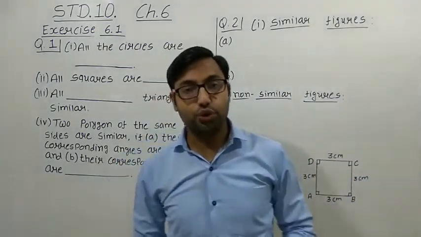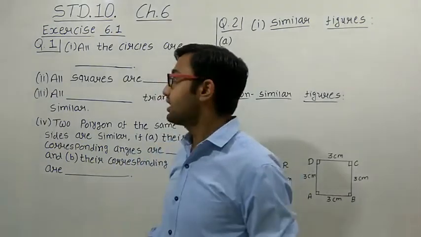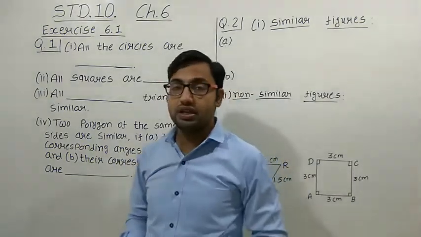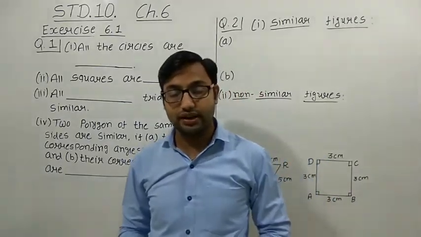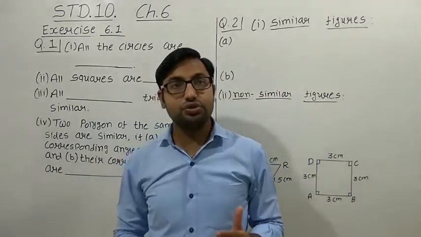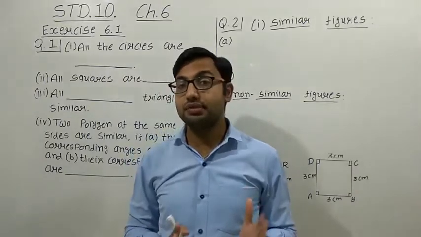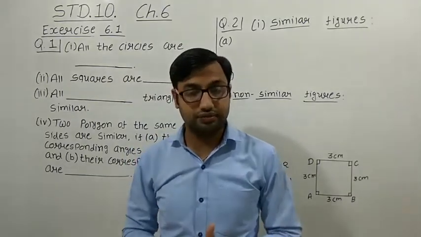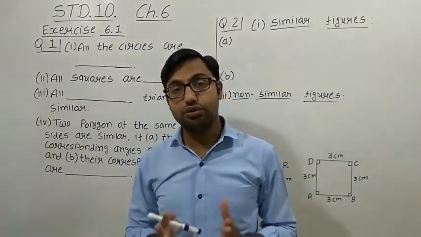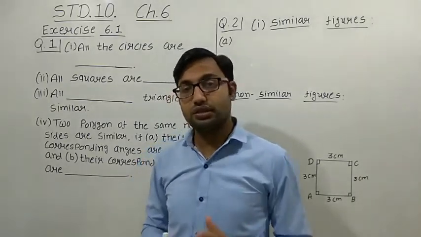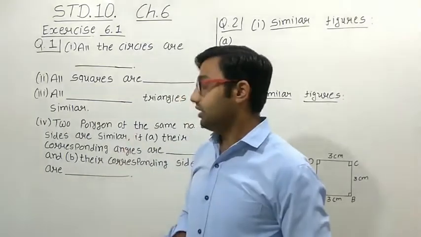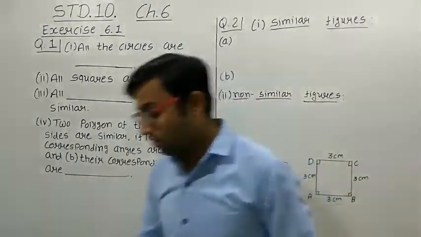Hello students, today we will study exercise 6.1. This is the exercise of standard 10, chapter number 6, Triangles. In the previous class we studied the concept of similarity of two figures. Basically in this chapter we have to study the similarity of two triangles. Based on that, let us study the exercise and question number 1.